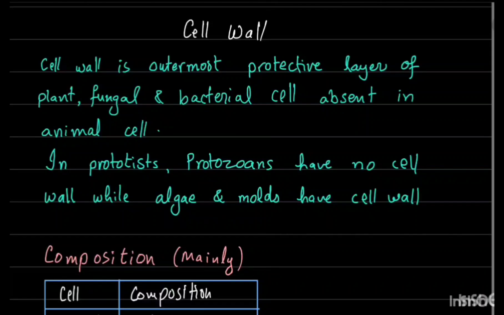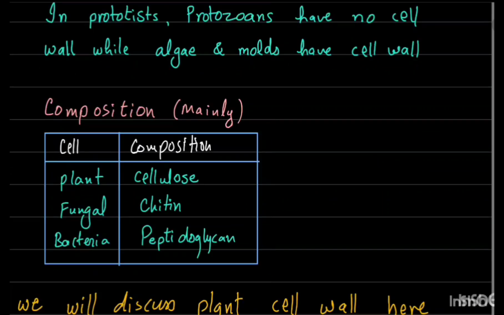Cell wall is the outermost protective layer of plant, fungal, and bacterial cells. It's absent in animal cells. In protists like protozoans, they do not have a cell wall, while algae and molds, the fungus-like protists, have a cell wall. But their cell wall composition varies.